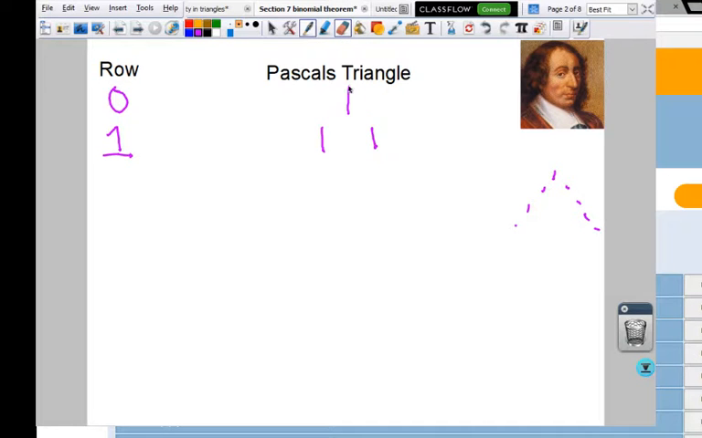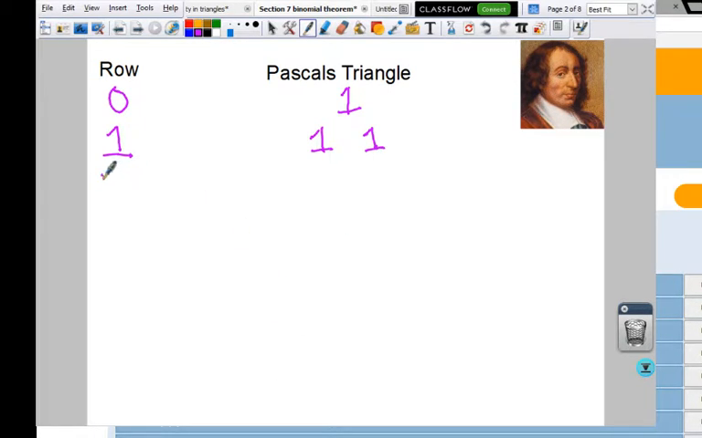I apologize. Row 0 just has the number 1. Row 0 and row 1 are kind of weird. You just memorize these ones because they're easy. Row 0 has a single 1. Row 1 has 2 1s. And this is where it gets more interesting.